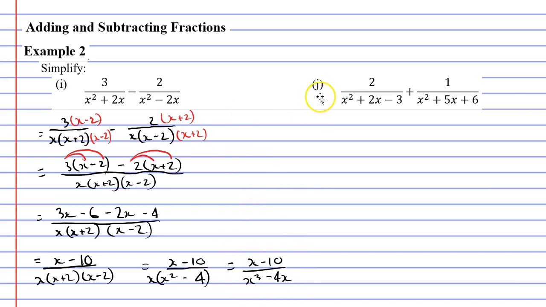Finally, moving on to our last question, question J. I'm going to do the same thing as I did in question I. I'm going to factorize my denominators before I try and make them the same. Now you may have noticed that these are monic quadratics, and if you don't know how to factorize monic quadratics, you need to go back to a previous lesson where I taught you how to factorize monic quadratics. Now we are looking for two numbers, and when we look at the first fraction, the two numbers need to add to make the positive 2, and they need to multiply to make negative 3.